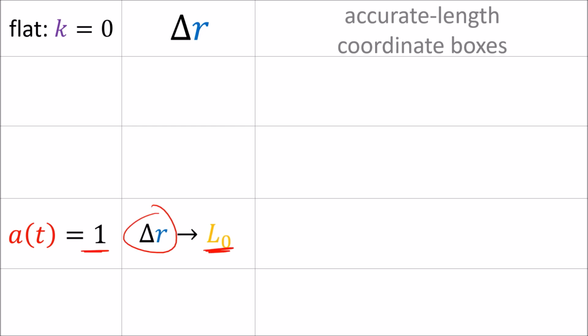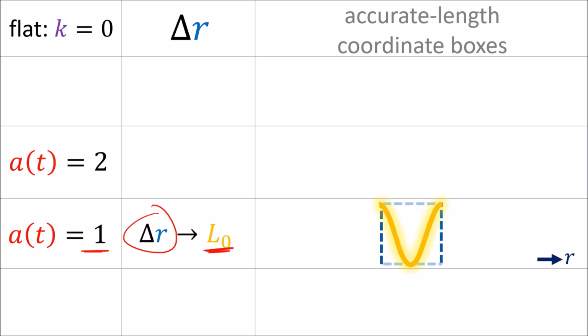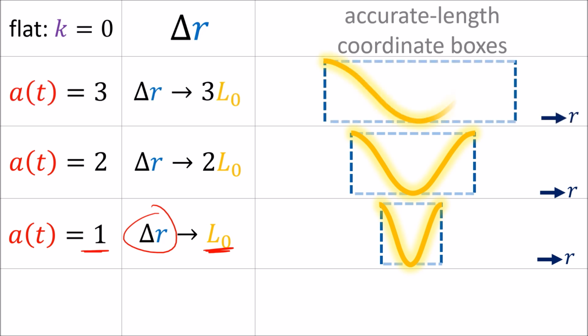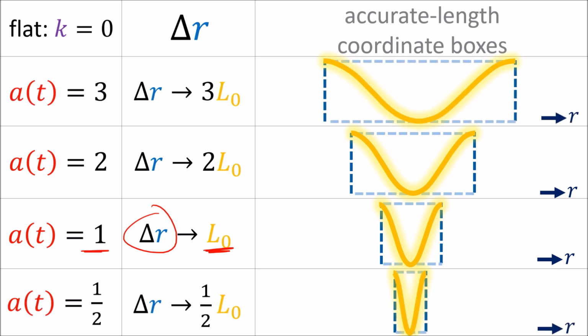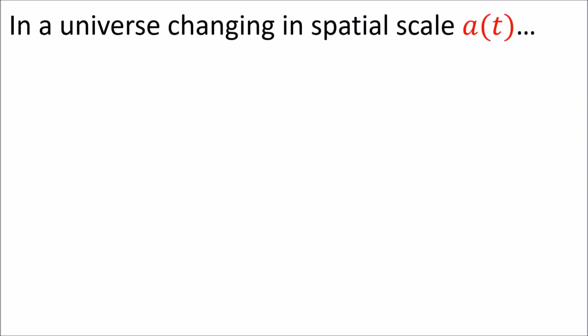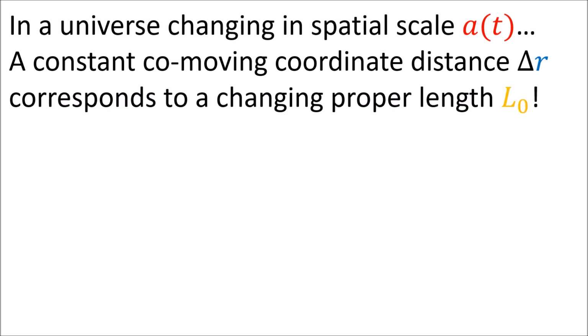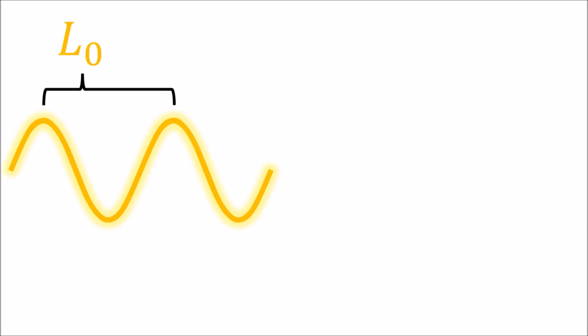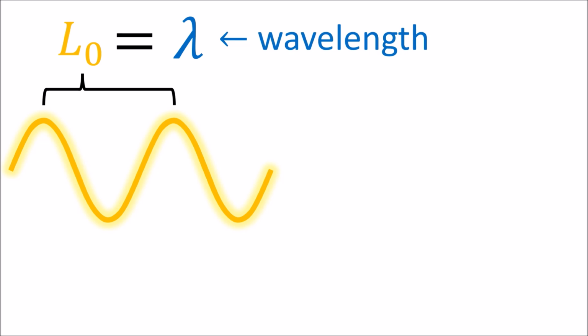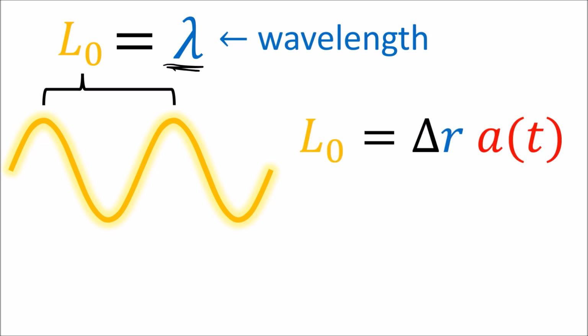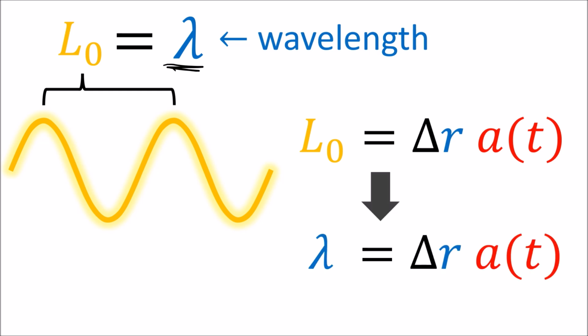Another way of interpreting this is that the distance between wave peaks will expand along with the universe, or contract along with the universe if the universe shrinks. So in a universe with a changing spatial scale a(t), a constant comoving coordinate distance delta r corresponds to a changing proper length. The physical distance between peaks in a wave is the same thing as the wave's wavelength, lambda. So if this proper distance changes with the universe's scale, the wavelength of light will also change with the universe's scale.